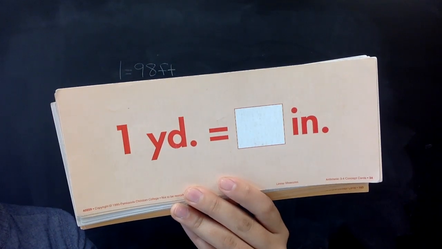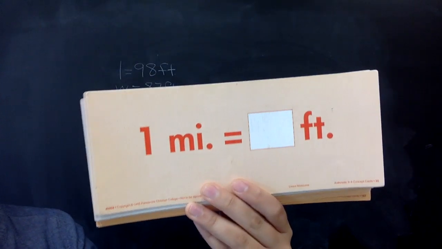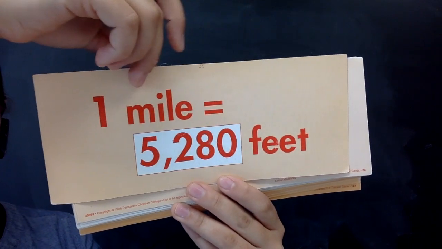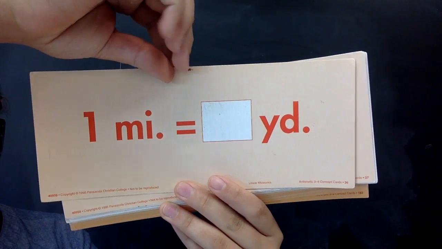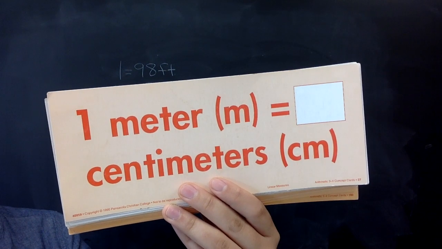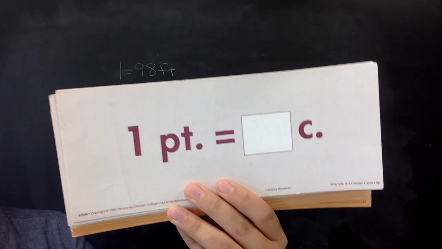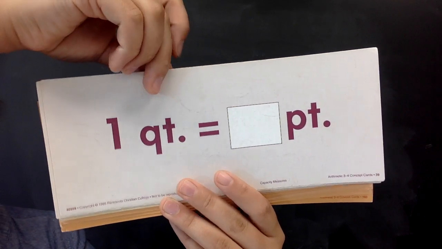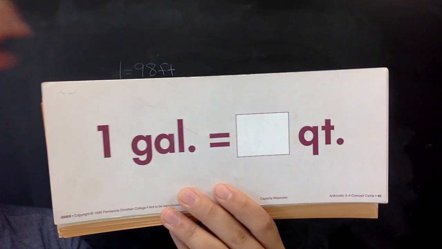1 year equals how many days? 365. 1 yard equals how many inches? 36. 1 mile equals how many feet? 5,280. 1 mile equals how many yards? 1,760. 1 meter equals how many centimeters? 100. 1 pint equals how many cups? 2. 1 quart equals how many pints? 2. 1 gallon equals how many quarts?